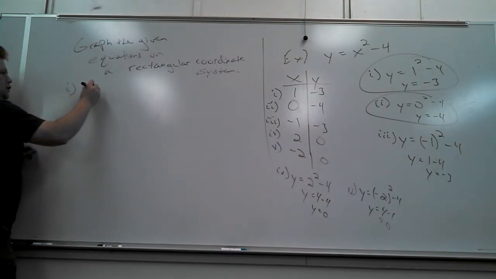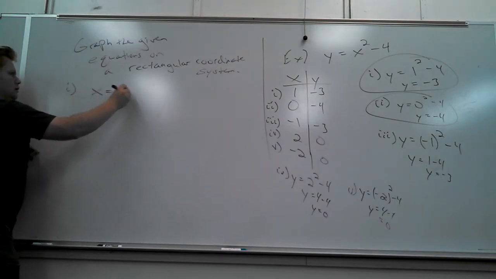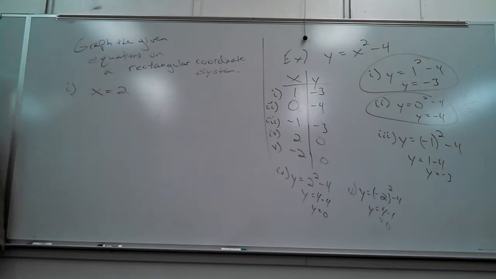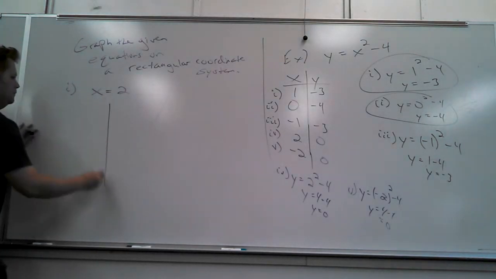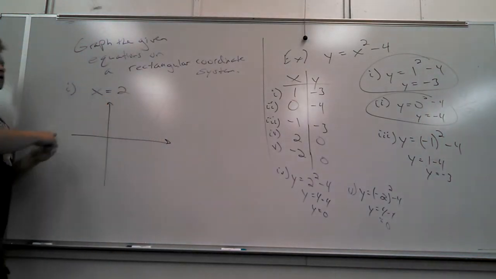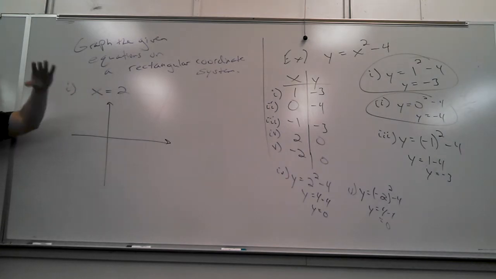What's weird about this equation here compared to what we've been doing? What's weird about it? X equals 2. There's no y. I love it. Whoever said that, it's almost too obvious. So what that means is y can be whatever it wants to be.